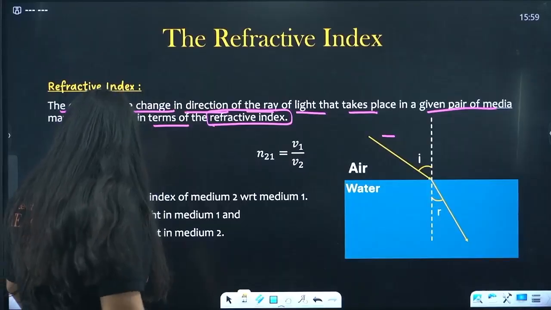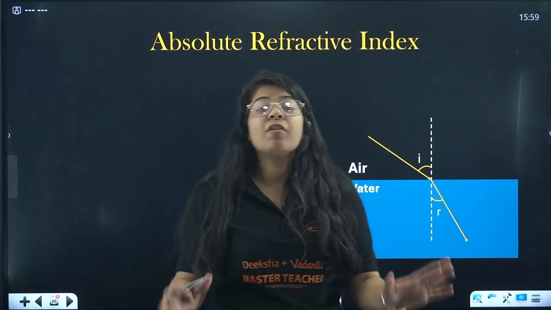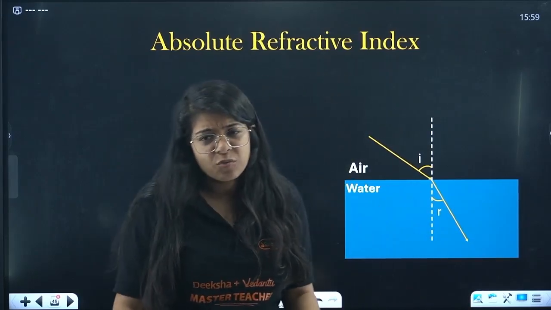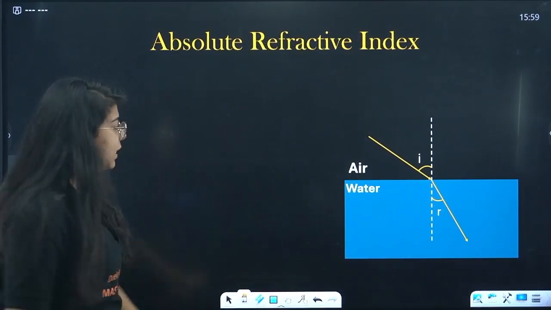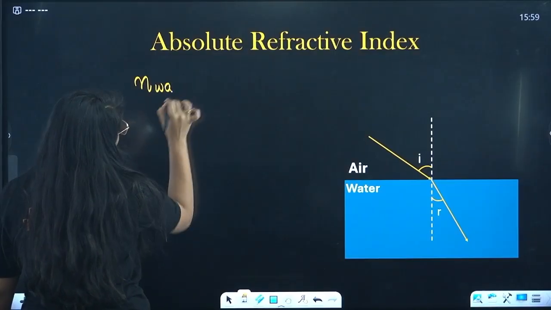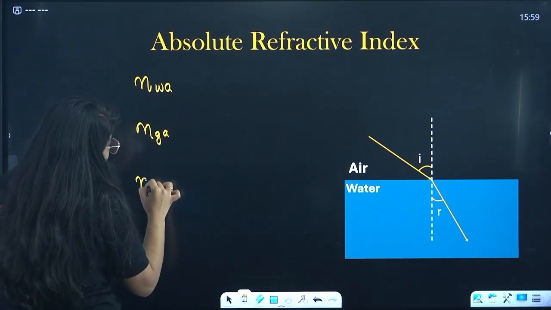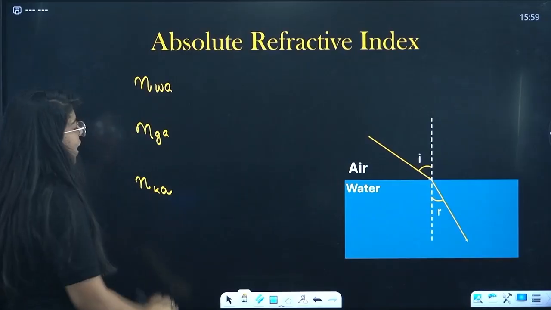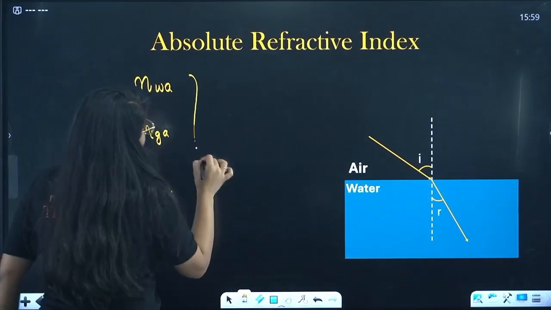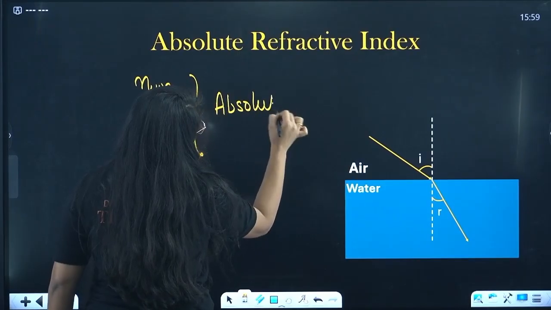But beta, if we talk about refractive index of water with just air or vacuum, mostly vacuum, but at your level we take air only. So if we talk about refractive index of water with respect to air, refractive index of glass with respect to air, refractive index of kerosene oil with respect to air, all these beta are absolute refractive indexes.